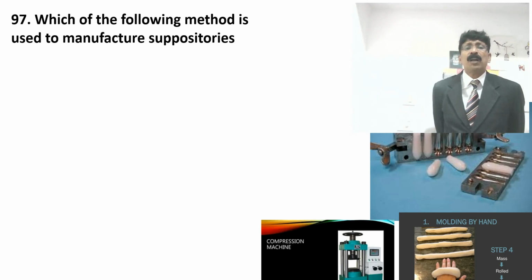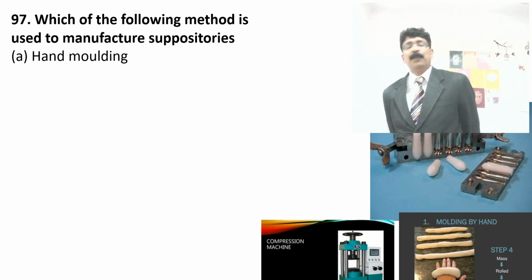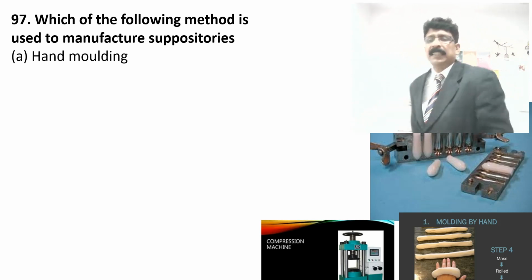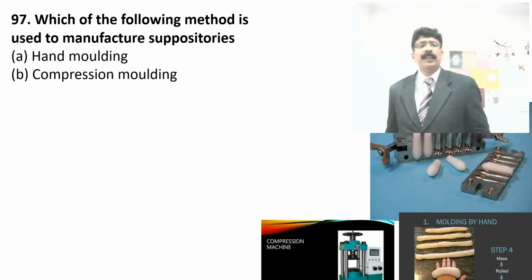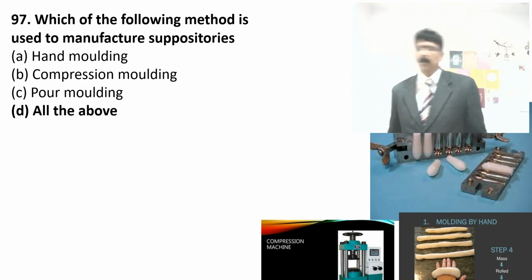Which one of the following methods is used for manufacturing suppositories? It can be manufactured by hand molding, which you can see in the picture. Compression machine molding is there. Pour molding is also there. All the above are possible to do.